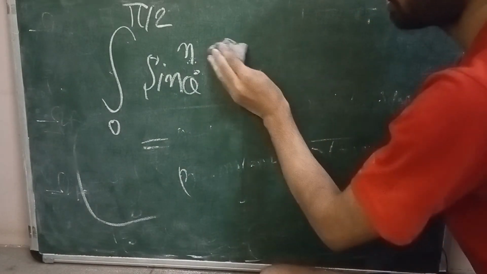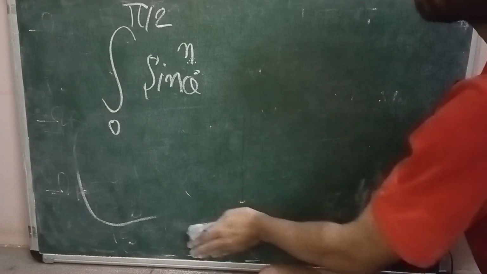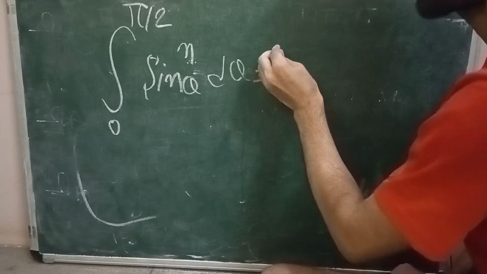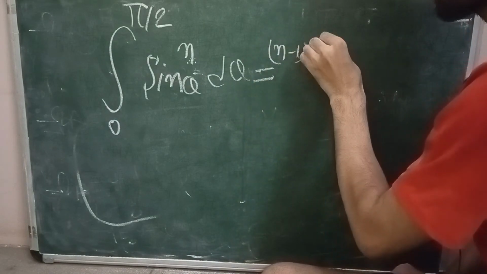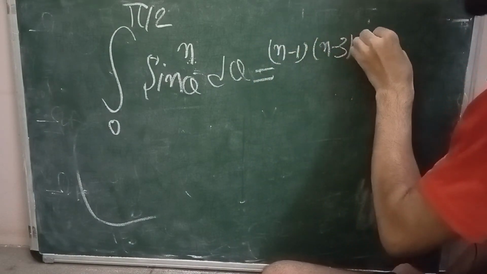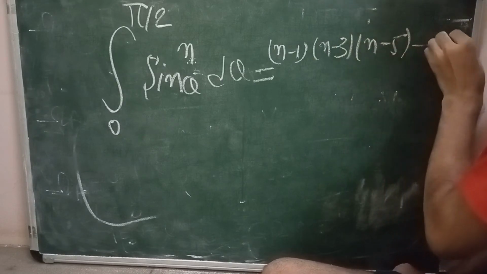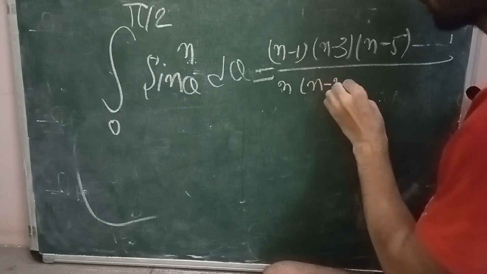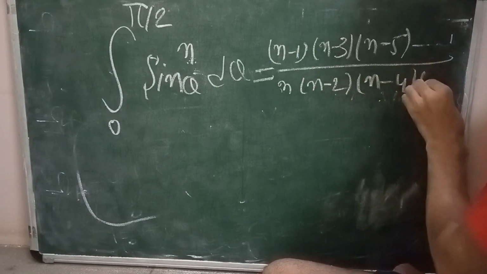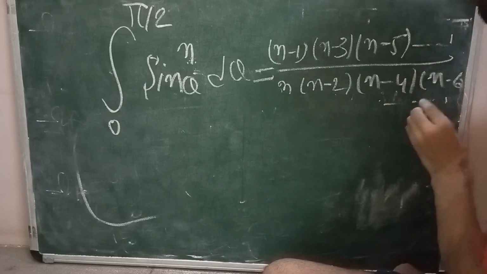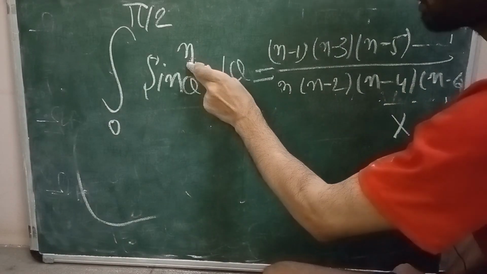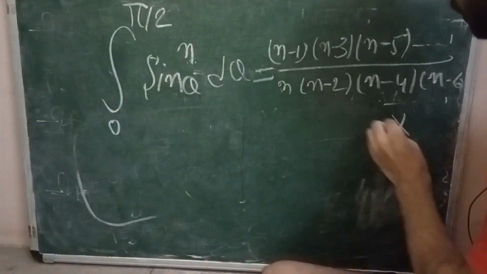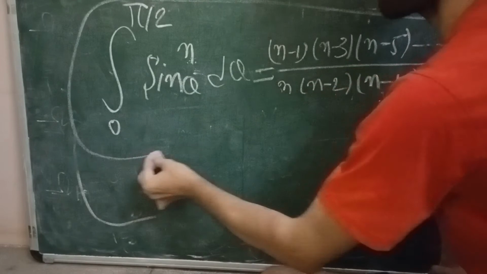Now if it is a single one only, either sine or cos, see here sine to the power n theta d theta. For this, it is n minus 1, n minus 3, n minus 5, and so on up to 1, divided by n into n minus 2, n minus 4, n minus 6, and so on up to 1. Then after that, if n is even, multiply it with pi by 2. If n is odd, then multiply it with 1. So this is all about the Wallis formula.